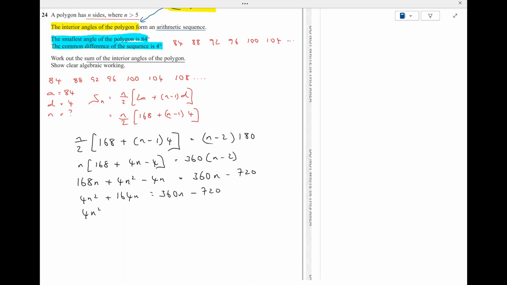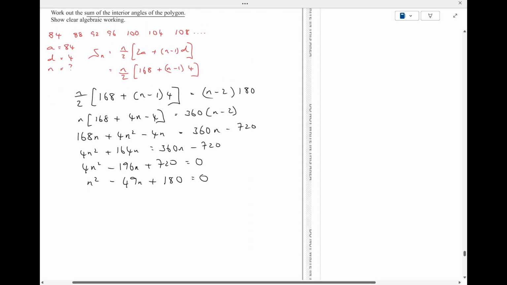Let's set it equal to 0, as we normally would with a quadratic equation. 164 minus 360. 4n squared minus 196n plus 720 equals 0. Oh, can I divide everything by 4? I think so. n squared minus 49n plus 180 equals 0. Now, I could factorize that, or try and factorize it, or I could use the formula.